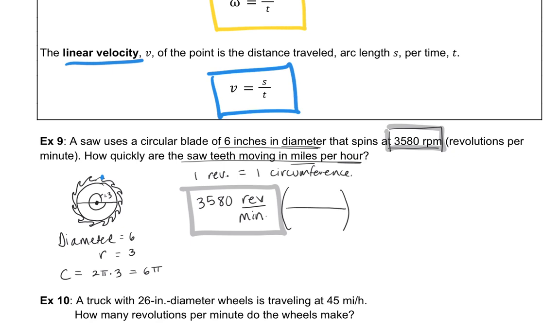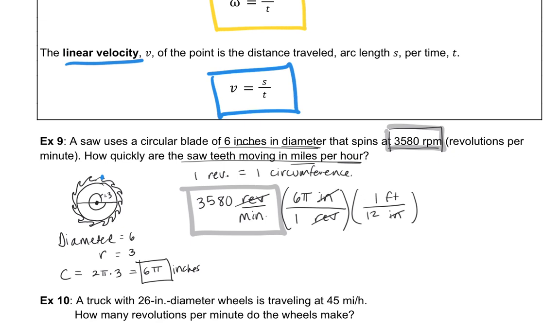One revolution is the same as one circumference, and I want to cancel out revolutions, so I'm going to put revolutions down here so they cancel. One revolution is the same thing as one circumference, and I have 6 pi. I should have written that down: that was in inches. My circumference is 6 pi inches. So that's helped us go from revolutions to inches, but I don't want inches, I want miles. So I need to convert from inches to feet. 12 inches is 1 foot.